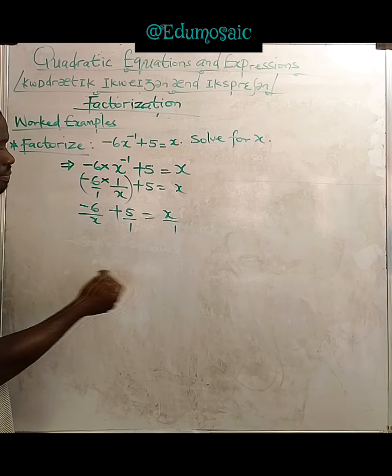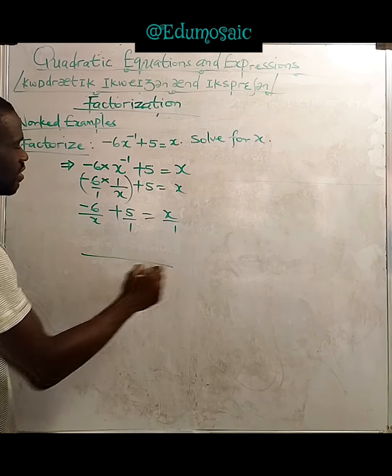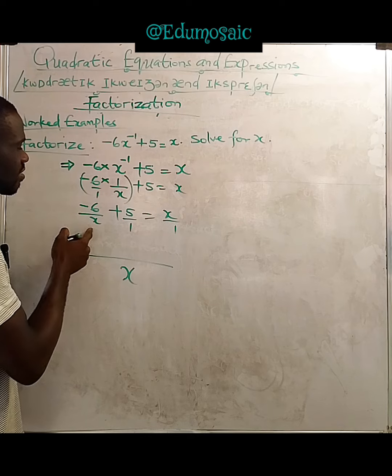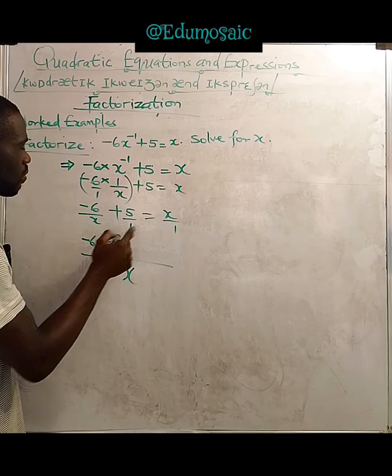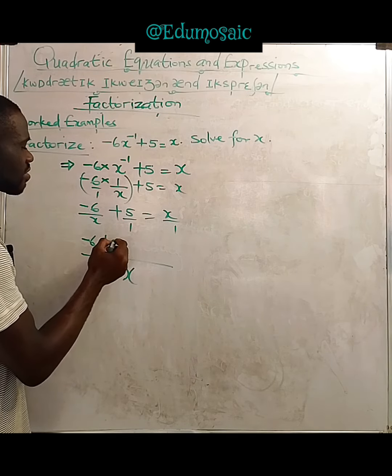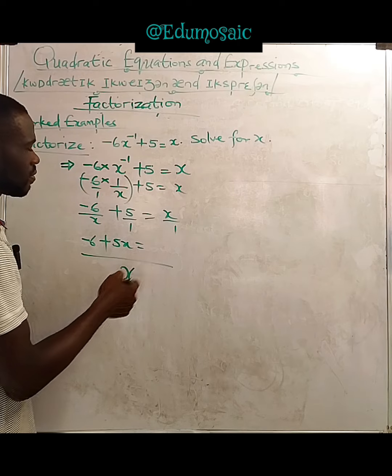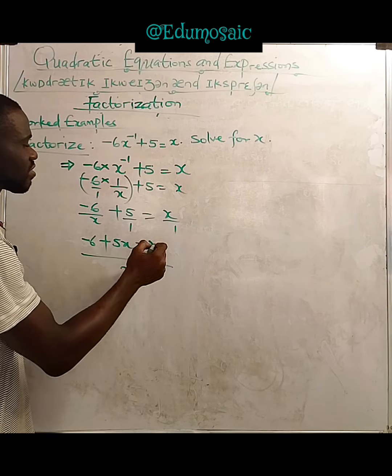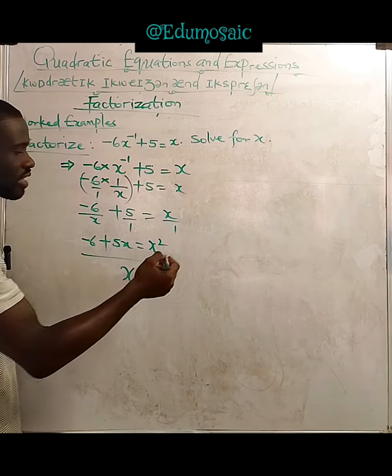So just get the LCM. x times 1 and 1 is x. x and x is 1. This is minus 6. 1 and x is x, and 1 times 5 is 5x. 1 divides x is x, x times x is x squared. It has become quadratic. So what do we have?